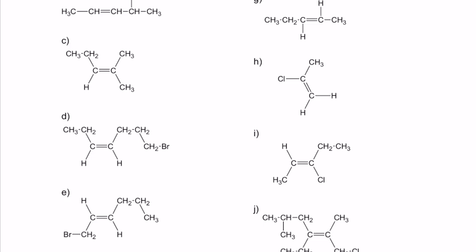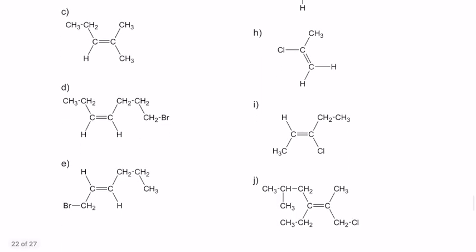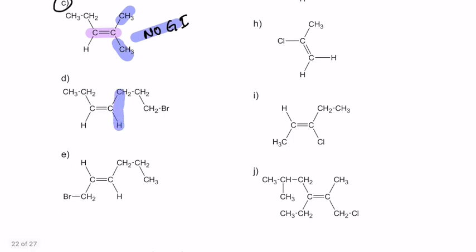Okay, so let's take a few examples for geometric isomers. This is from Geometric Isomer Practice 4 from the class handout. Let's just take these last few ones. So looking at number C, we see that there is a double bond, and on the carbon on the right, you have two methyl groups. So that right away alerts you that it is not possible to have any geometric isomerism in this case. So no geometric isomerism.